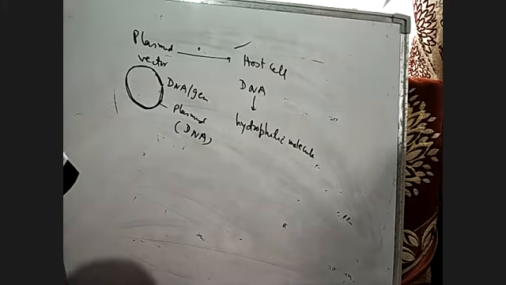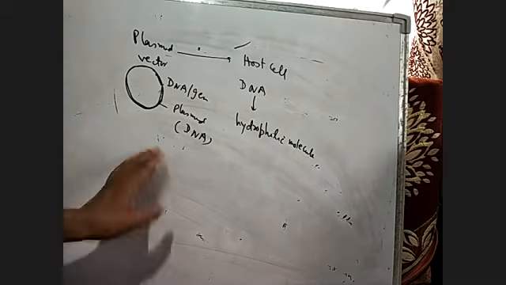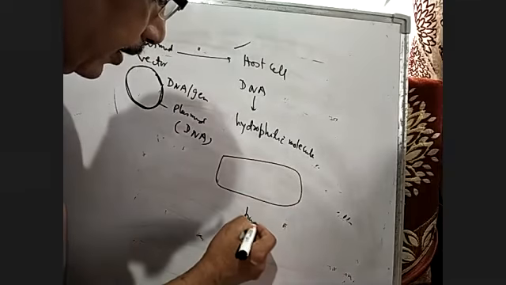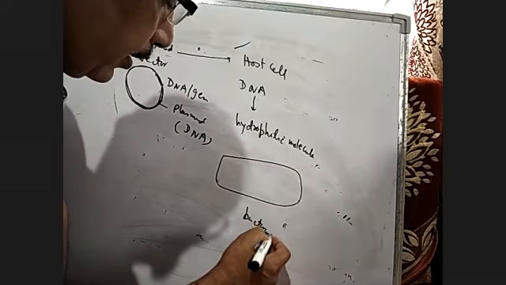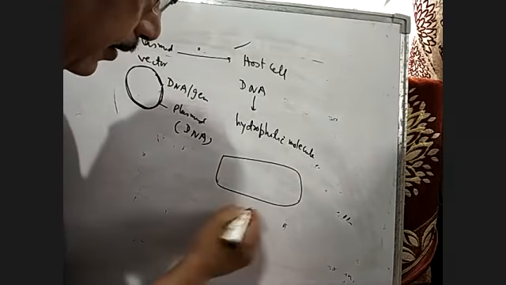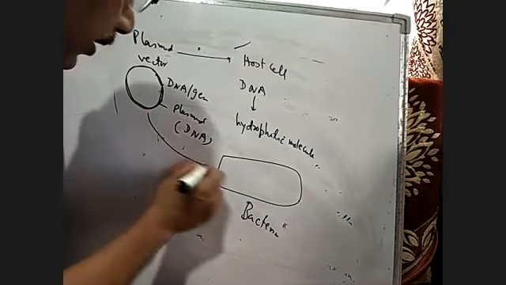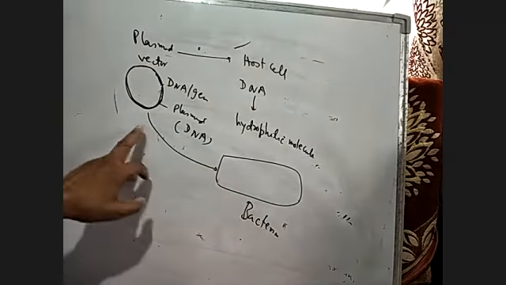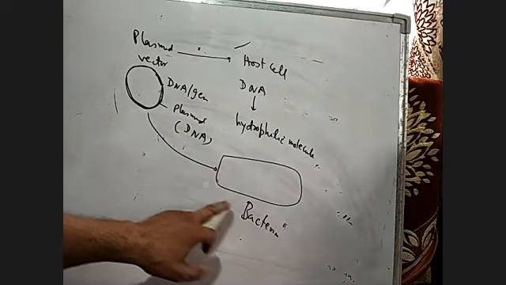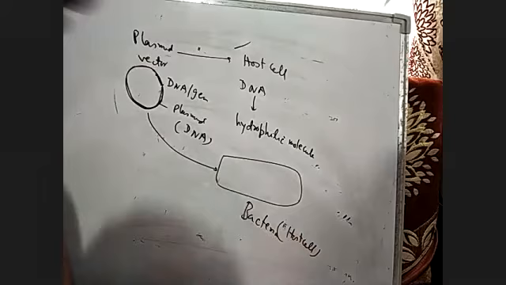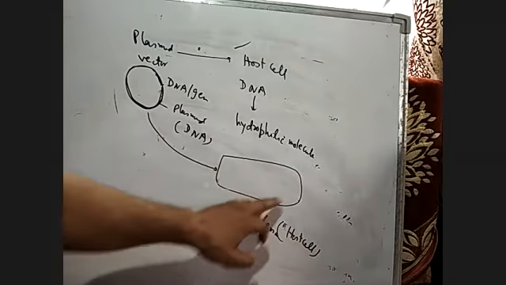So it cannot pass through the cell membrane. In order to force bacteria to take up the plasmid, suppose this is a bacteria, and we want to allow this to enter, but the plasmid or the vector cannot enter into the host cell. The bacteria is a host cell. So we have to make the host cell competent.